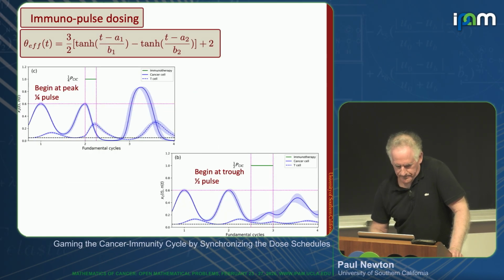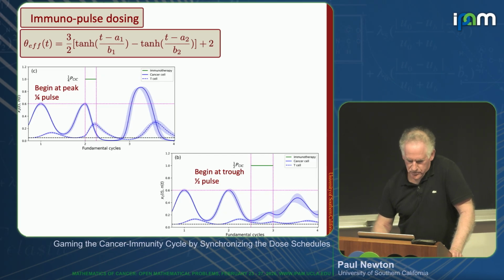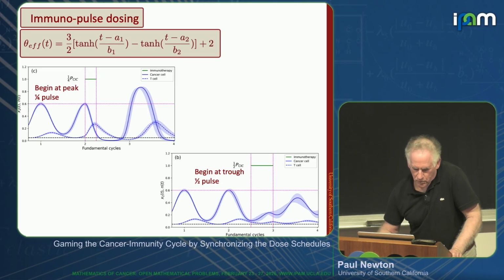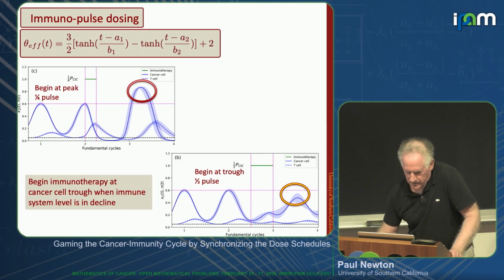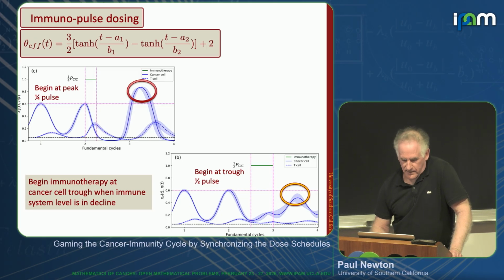All right, so let's look at a simple example here. Now we're just doing one pulse of immunotherapy. Here I'm comparing a quarter pulse versus a half pulse. The quarter pulse is at the peak. The half pulse is at the trough. And again, you can see that the half pulse at the trough works much better.